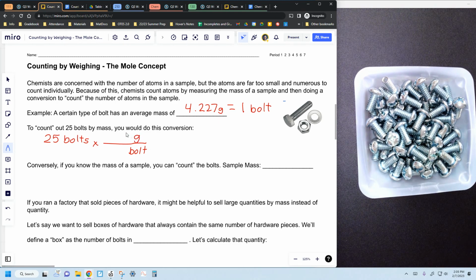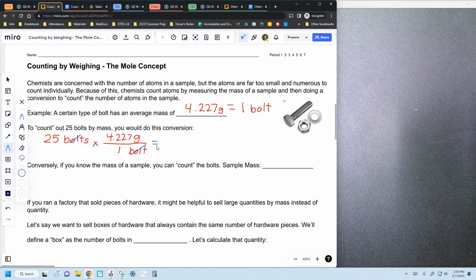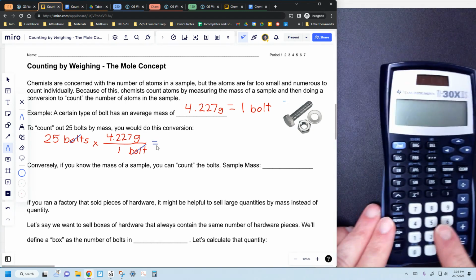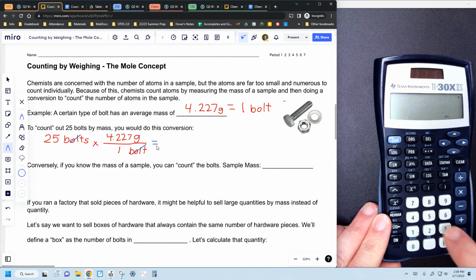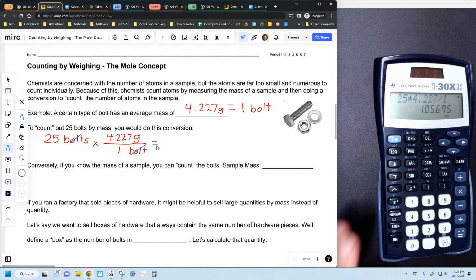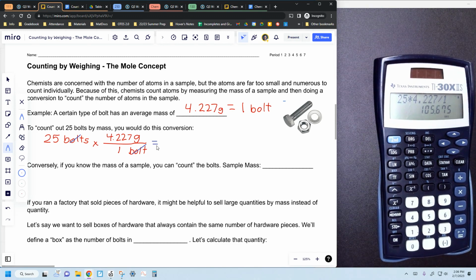I should have mentioned that. And it's 4.227 grams per bolt. All right, so my conversion factor would cancel. I'm going to end up in grams, and I will get that number. So I'm taking 25 times 4.227. I could divide by 1. I don't really need to, but for good measure, I'll put it in there. And I get 105.675 grams should be the mass of 25 bolts.